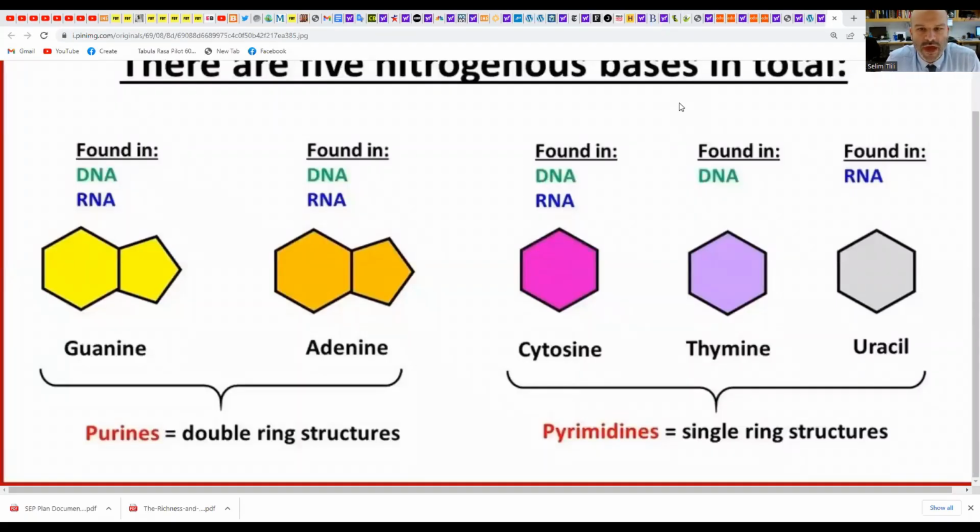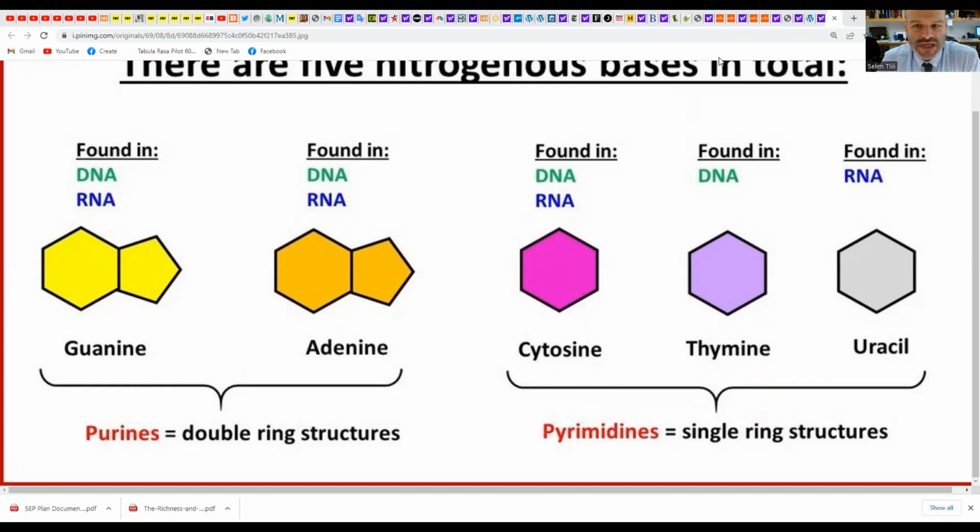Hi, students. I want to discuss the components that make up DNA. So we're looking at 4 nucleotides predominantly. There is an exception, but I'm not going to get into that.